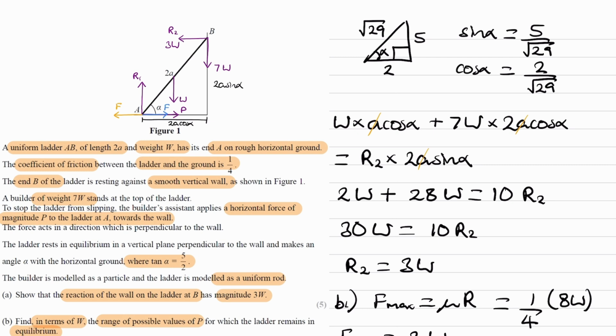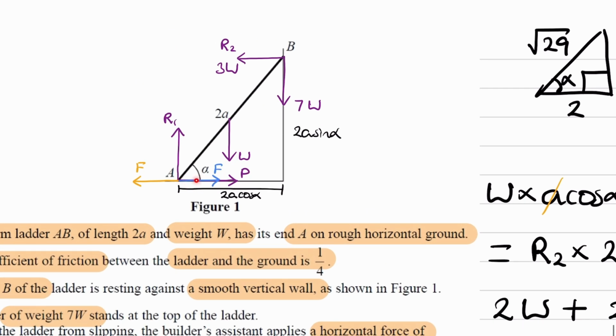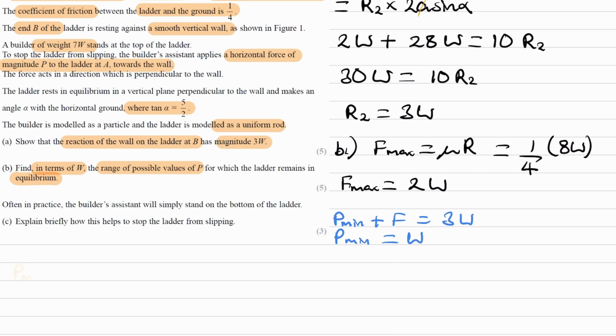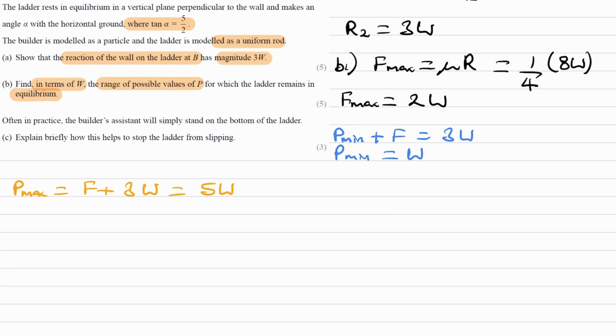The maximum pushing force is when the frictional force acts towards the left over here. In that case, this force of P towards the right is equal to F and the 3W going towards the left. So P is equal to F plus 3W. So P max is F plus 3W, which will be 5W. That's our maximum pushing force. So therefore, the range of possible values for P would be between W and 5W. It's between those two values.